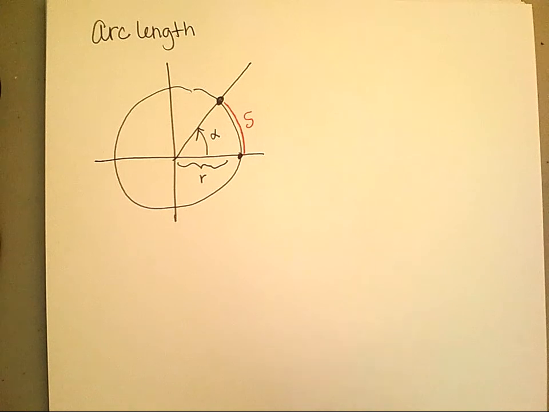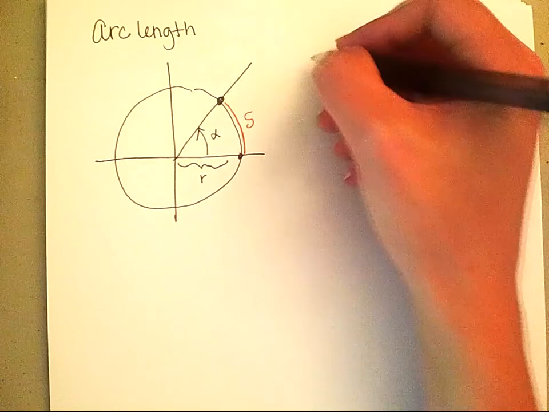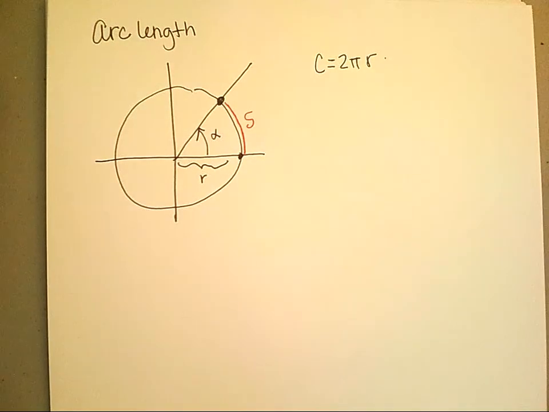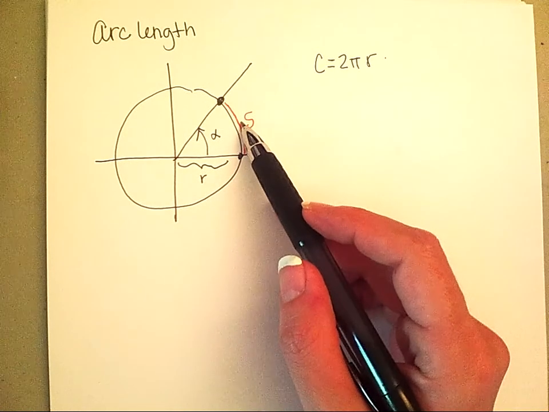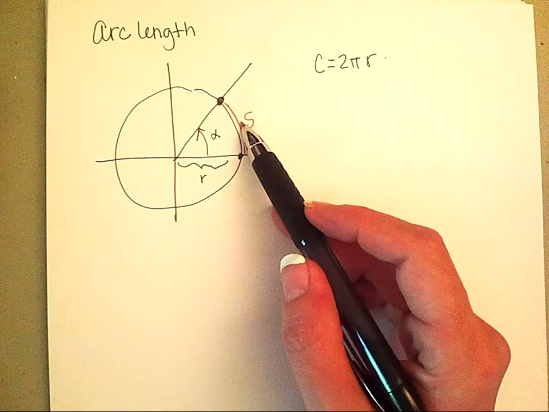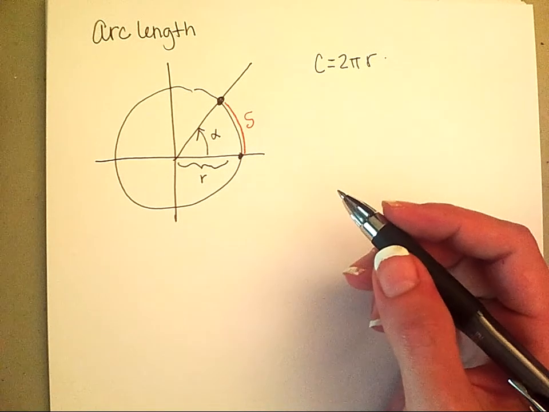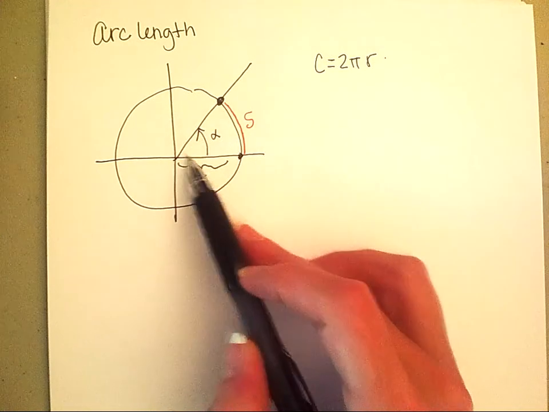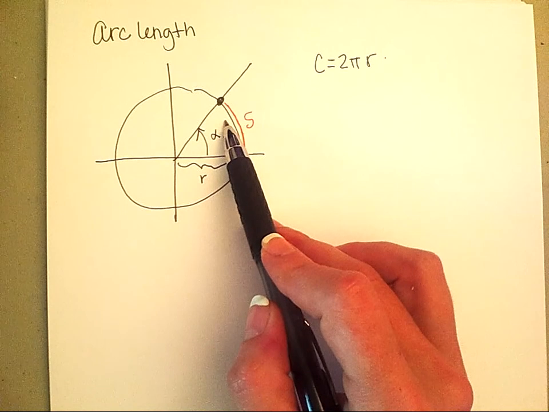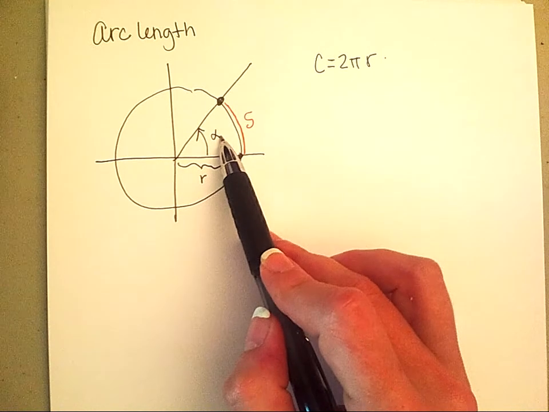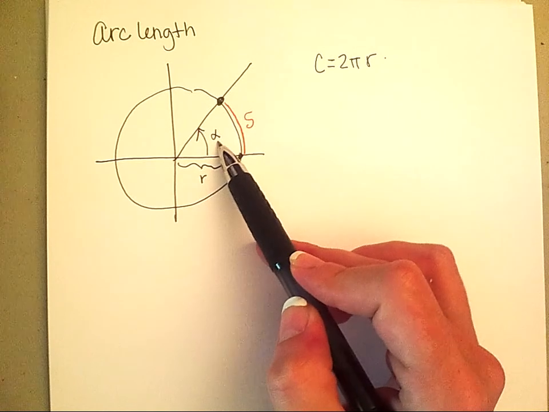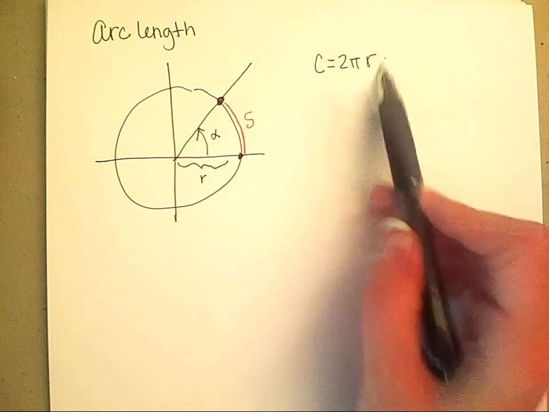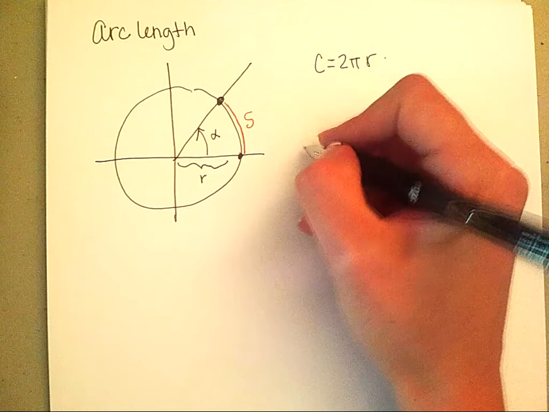So what we have then, because we're not on the unit circle, is we know that the circumference is equal to 2 pi r. So what is the value of this arc length? Well, we need to find the portion of the circle that alpha actually is. And then we could multiply that by the circumference, and we would find the arc length.